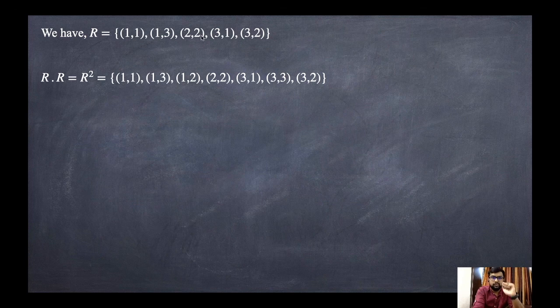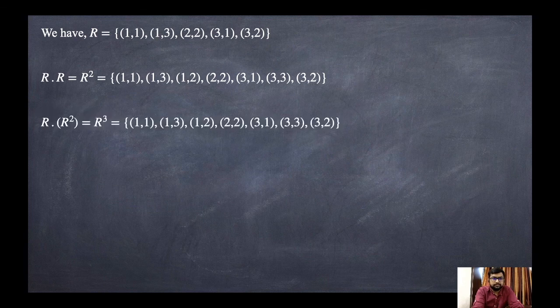Now next, 2 goes to 2 and 2 goes to 2, so the (2, 2) pair. In the same way, 2 goes to 2 and 2 goes to any elements? No, so that's it. Now 3 goes to 1 and 1 goes to 1, 1 goes to 3. So the pair will be (3, 1) and (1, 1), so (3, 1) will be there. In the same way (3, 1) and (1, 3), so (3, 3) will be there. And last, 3 2 and 2 2, so (3, 2) will be there. So this is how we can calculate R square.